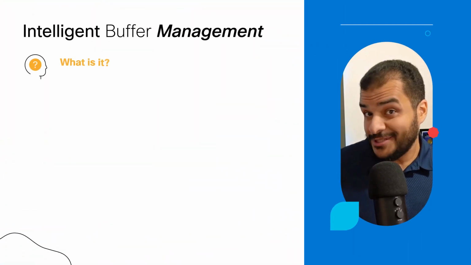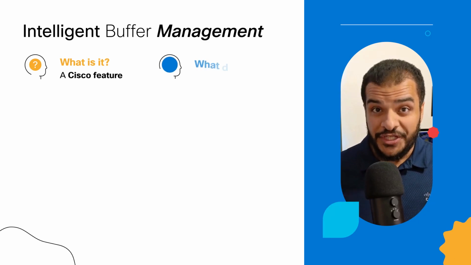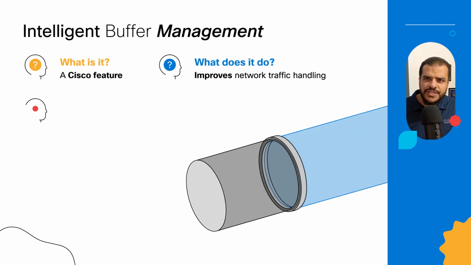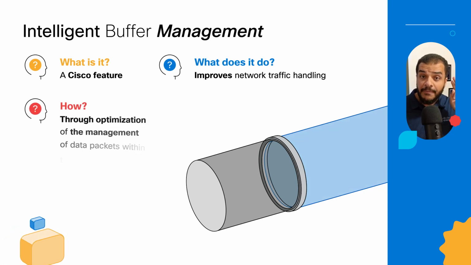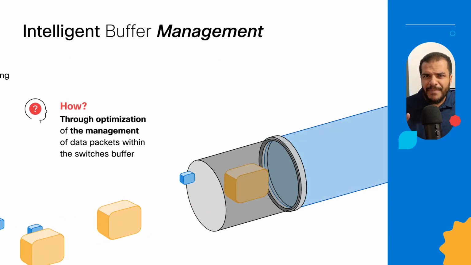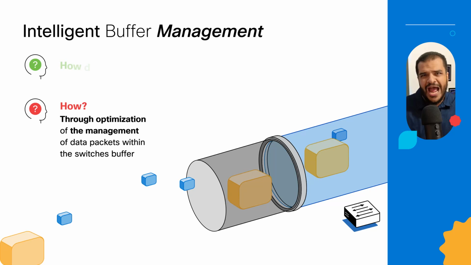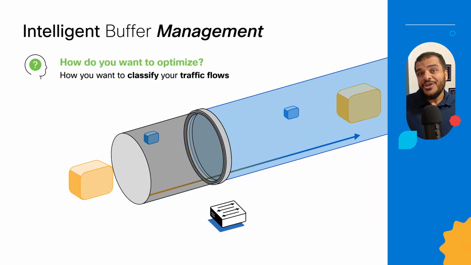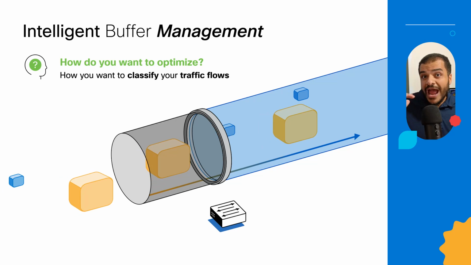Since you said intelligence, well, I do have more intelligence to come. Intelligent buffer management. What's that? Well, it's a Cisco feature. Cisco Intelligent Buffer Management is a feature that improves the network traffic handling by optimizing the management of data packets within the switch's buffer. How you want to optimize is actually how you want to classify your traffic flows.